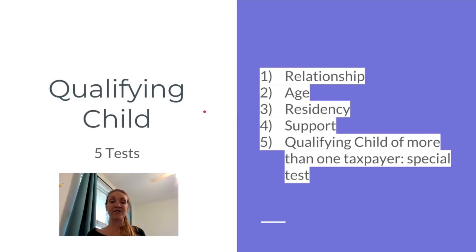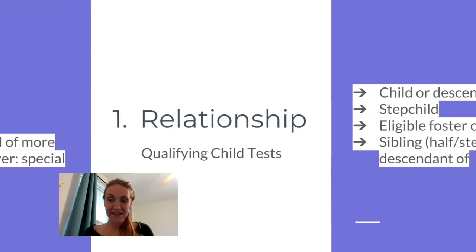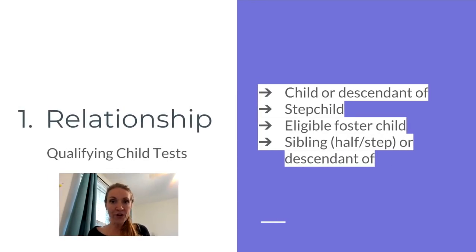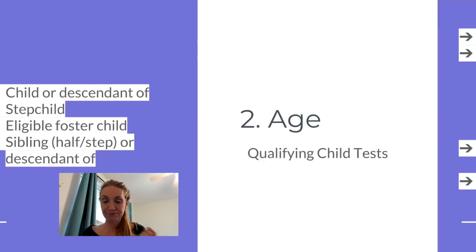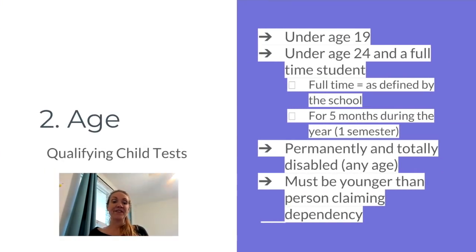So the qualifying child is 5 tests: relationship, age, residency, support, and the qualifying child of more than 1 taxpayer special test. The relationship. So for the qualifying child rules, the relationship of the dependent must be a child or descendant of, like grandchild, stepchild, foster child, or sibling or descendant of. So brother, sister, niece, nephew, child, grandchild. No one else.